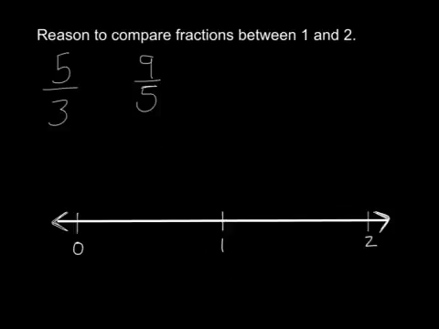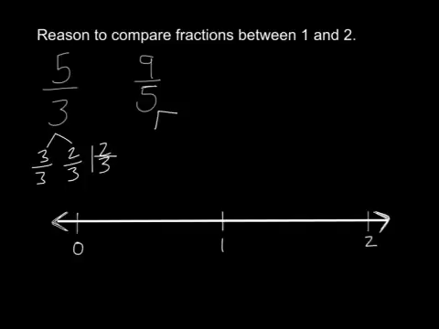Now we're going to compare the fractions 5/3 and 9/5. Both of these fractions are bigger than 1, so I'm going to use number bonds to help me. I'm going to turn this into a mixed number. I have 3/3 and 2/3 would be left over. So this fraction is 1 and 2/3.